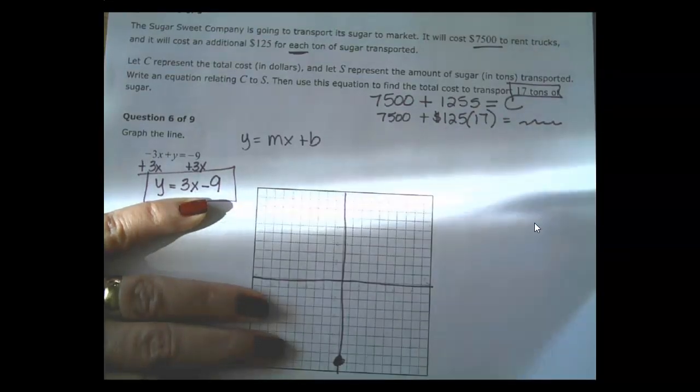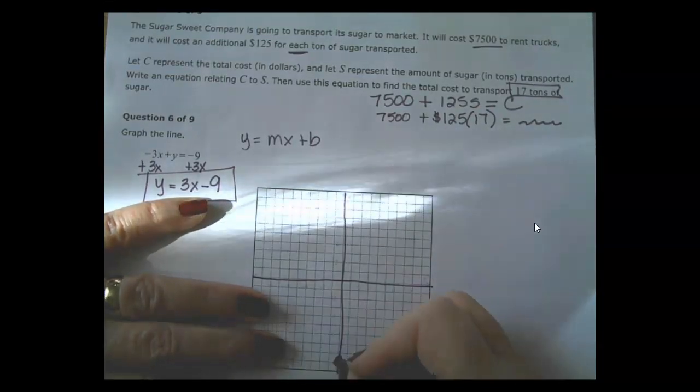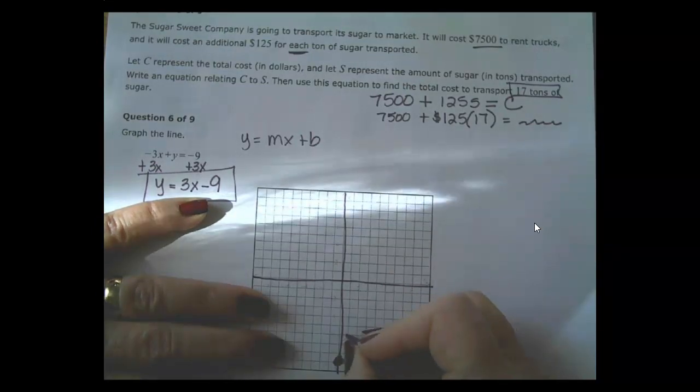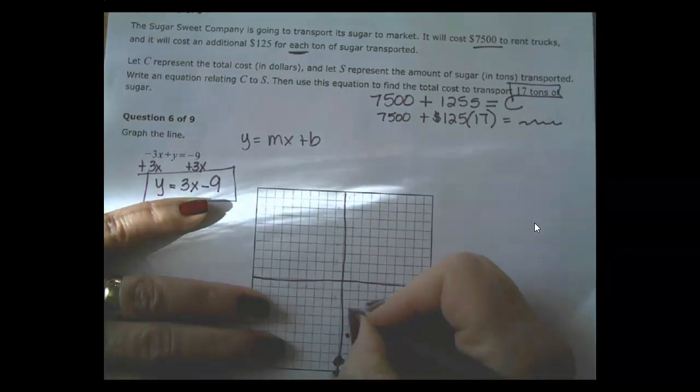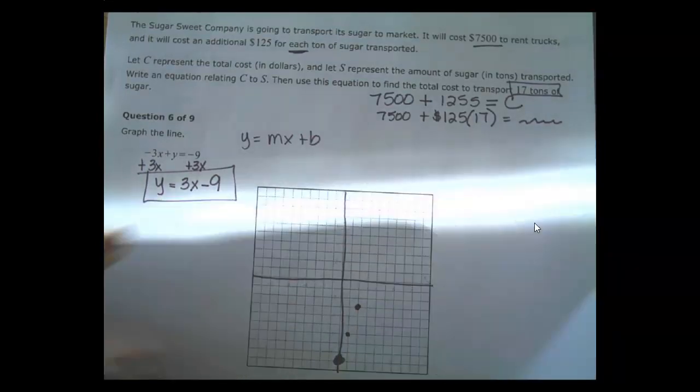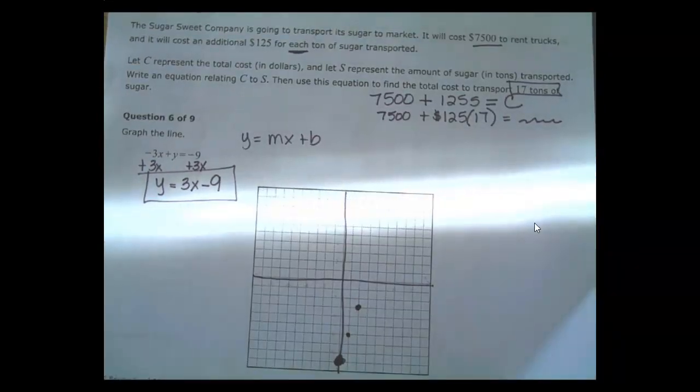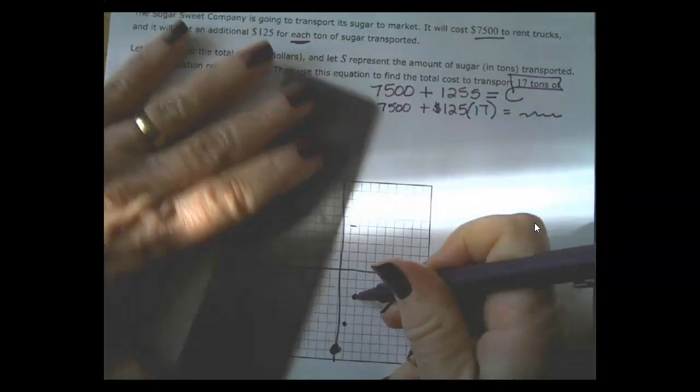Can you see it? Okay. And then it says I'm going to go up 3, 1, 2, 3, over 1. Up 3, 1, 2, 3, over 1. And then I'm going to use my straight edge, which you guys will have, Alex, and I will connect those.